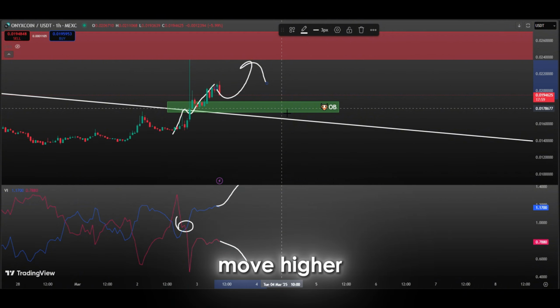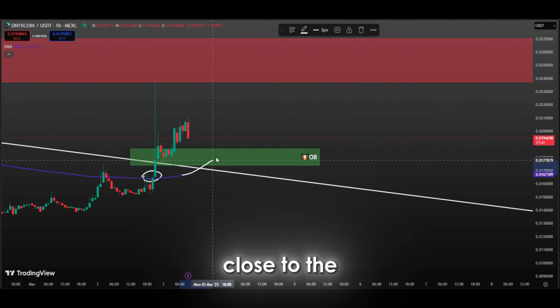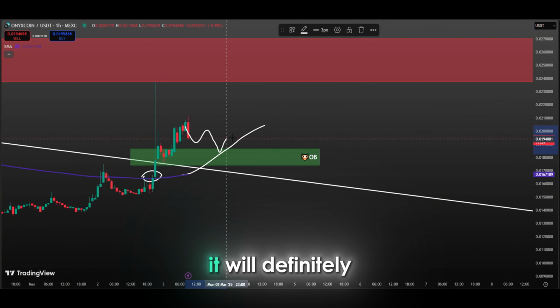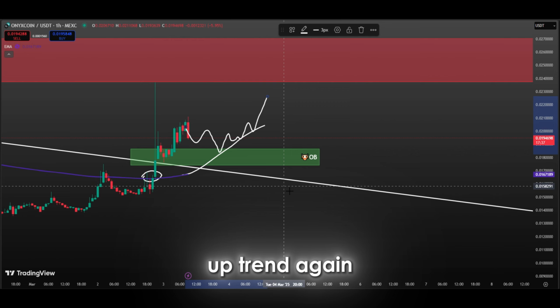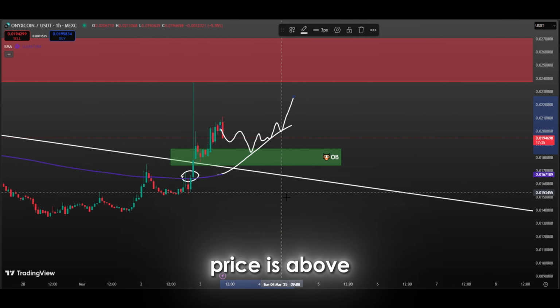And the price has finally risen above the 200 EMA, but it hasn't retested yet. When it gets close to the 200 EMA price, it will definitely touch it and continue its uptrend again. And since the price is above the 200 EMA, this could be a long-term uptrend.